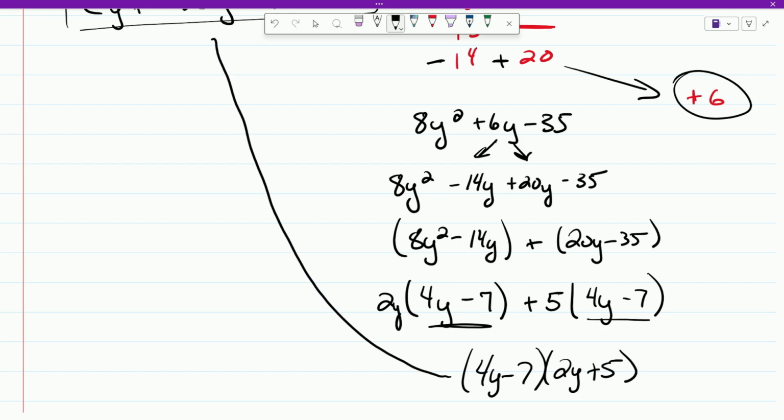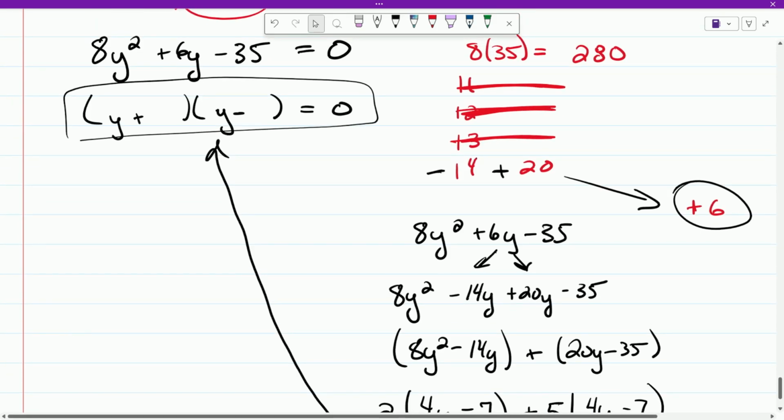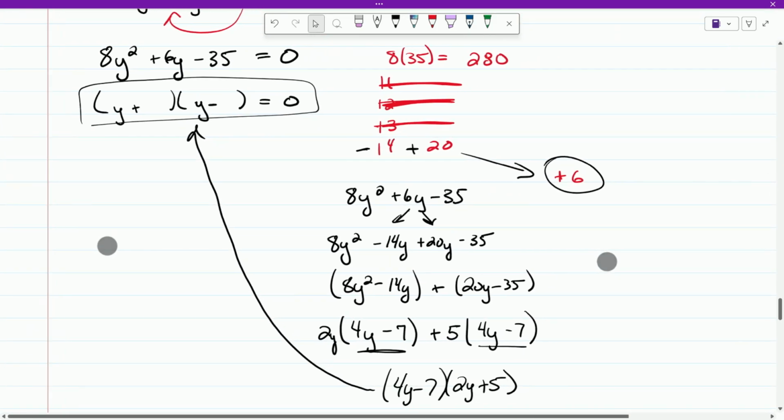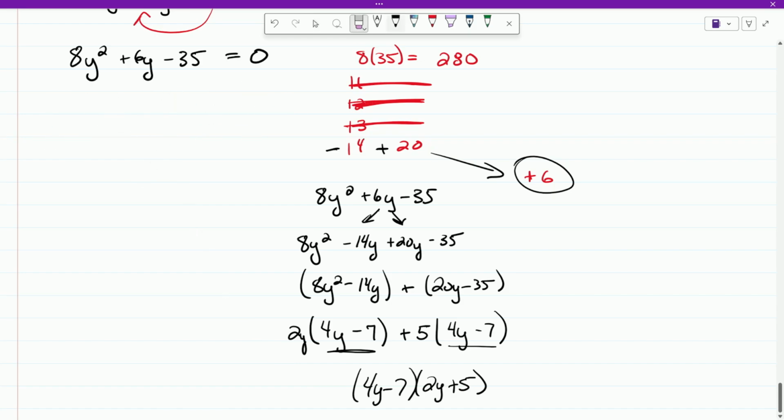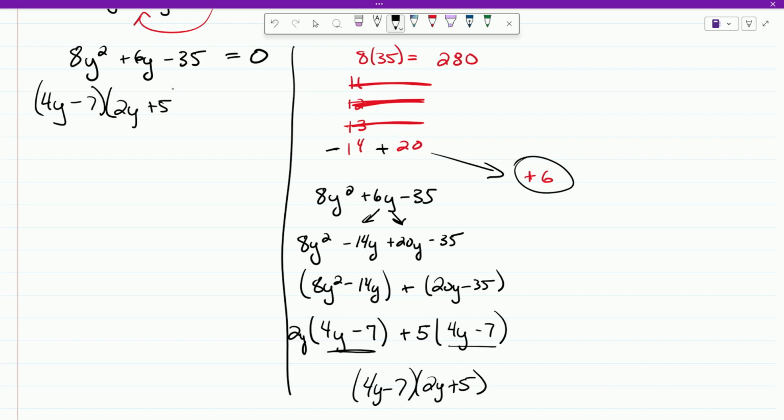That is going to go all the way back up here to the left. All right, so let me just zoom out here a little bit. So let's go ahead, let's write those in. I'm just going to rewrite everything so it looks nice. Draw like this little line. So we have the quantity of 4y minus 7 times the quantity 2y plus 5. That's going to equal 0.